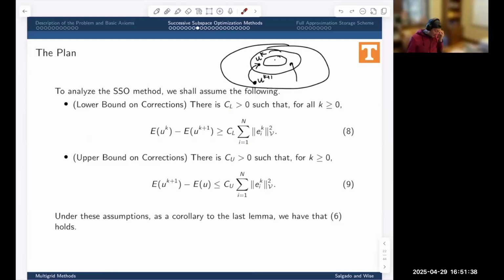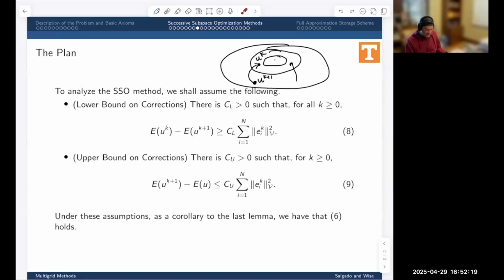We also are going to need an upper bound on corrections. Now, the upper bound on corrections is going to be a way of controlling how fast we're actually getting to the true solution. So this number minus this number, already we know that that's positive. How do we know that? Well, let's look at this number first. u is the minimum, so it's the smallest possible value. And u_{k+1} is not the minimum, so that's at a larger, higher energy value. So this minus that has to be positive. But it can't be too large.